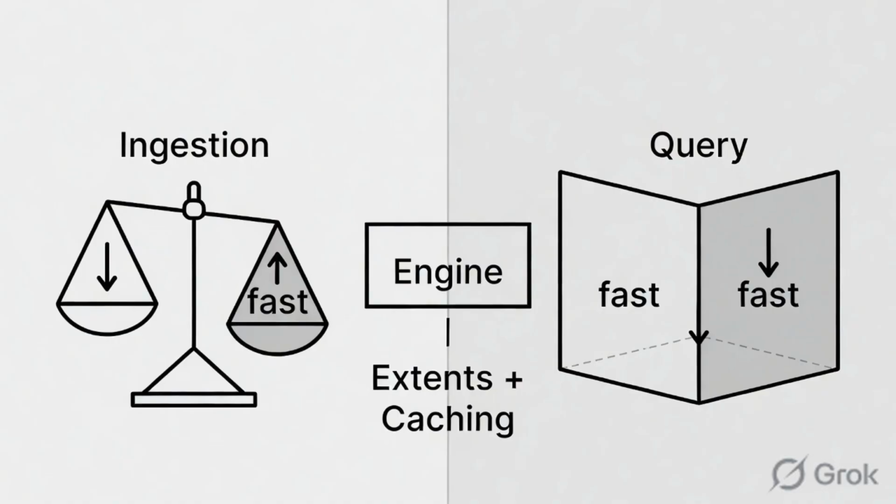Right in the center is the bridge, the ADX engine powered by extents plus caching. Extents keep data immutable and organized. Caching keeps hot data in RAM or SSD for lightning speed. Together they make sure ingestion never slows down queries and queries never block ingestion. The speed and scalability icons show why this works so well. Fast writes on one side, fast reads on the other, all balanced perfectly. That's how ADX handles massive scale without breaking a sweat.